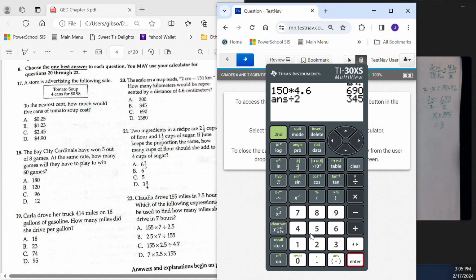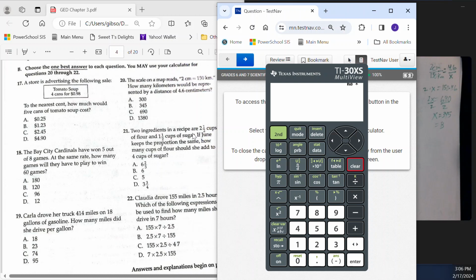Now again, when we did this before with the calculator, I told you once you multiply the two numbers and got the result, you would just divide it by the number that would be connected to x, which we did. So it's x equals 345, and your answer is B. Now we go to problem 21. 2 ingredients in a recipe are 2.5 cups of flour and 1.5 cups of sugar. If June keeps the proportion the same, how many cups of flour should she add to 4 cups of sugar?